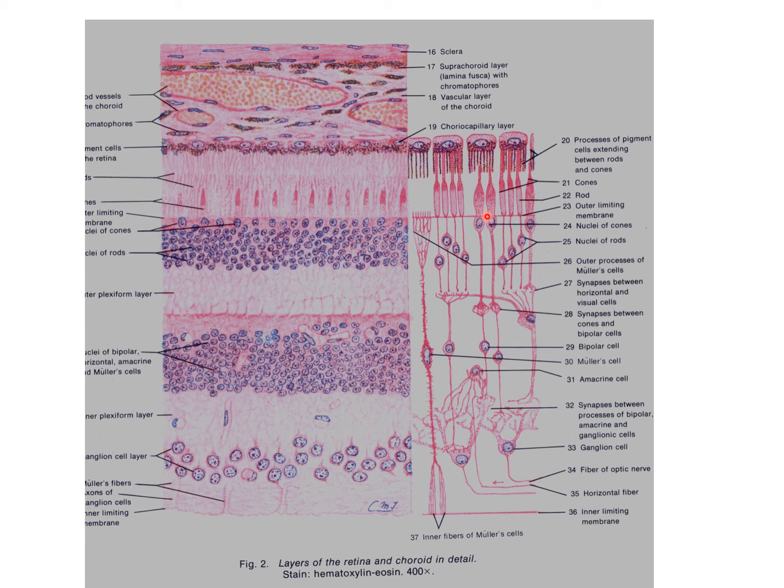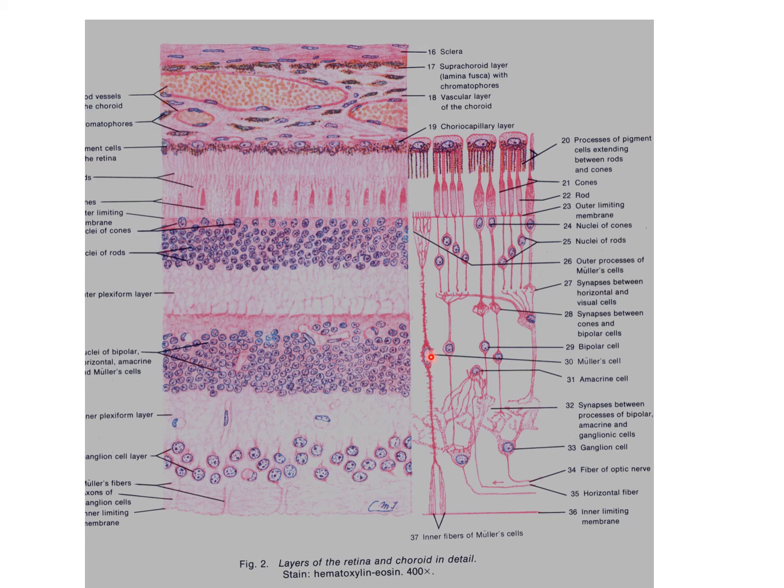These are the outer limiting membrane, nuclei of the cones, nuclei of the rods, outer processes of the Müller cells, the synapse between the horizontal and the visual cells. These are the synapses between the cones and rods. The cells here are the bipolar cells. These cells are the Müller cells. This one is bipolar because it has two poles of dendrites.